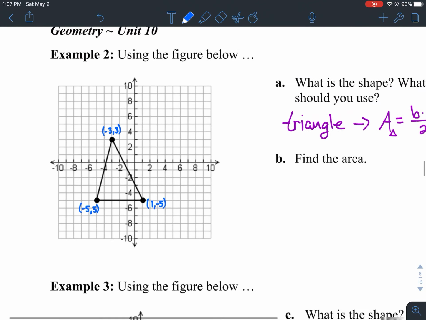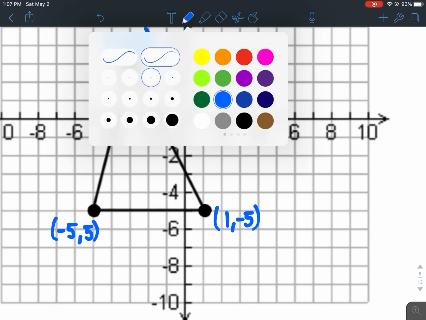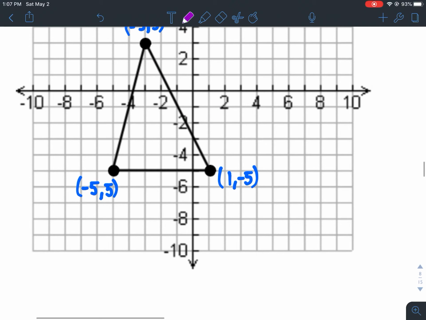Alright, so we need to find the base and the height. So if we want to find the base, let's take a look at the distance between these 2 points here, because that's essentially our base. So if you count the squares, we should have a total of 6 squares, so that's the base. Otherwise, you can count the distance for the x values. In order for you to get from -5 to 1, that is 6 units away.